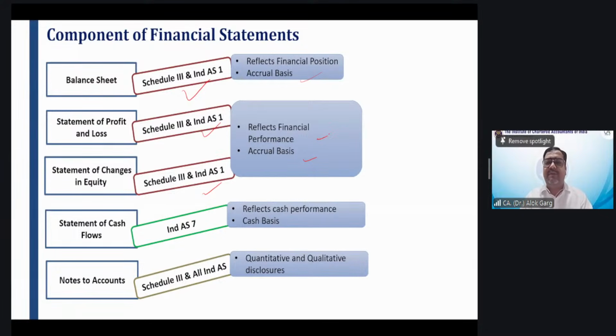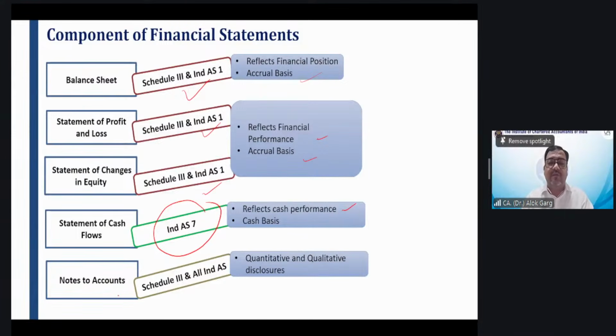Now coming to the statement of cash flows. The format is not provided in Schedule 3. There is no format in Schedule 3. Schedule 3 says that you have to follow the guidance and the content prescribed in Ind AS 7 for the purpose of preparation of the statement of cash flows. And this statement reflects cash performance, meaning liquidity performance. It is prepared on a cash basis. So this is the unique statement which is prepared on a cash basis in the financial statements. Otherwise, all other components are prepared on an accrual basis.